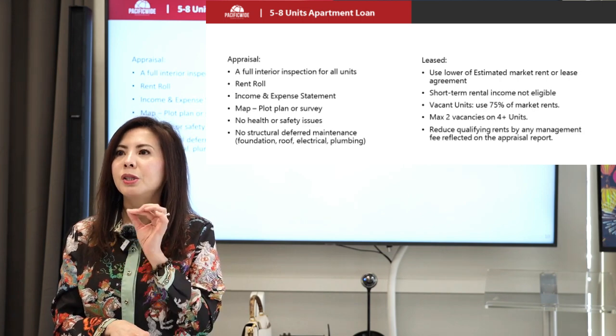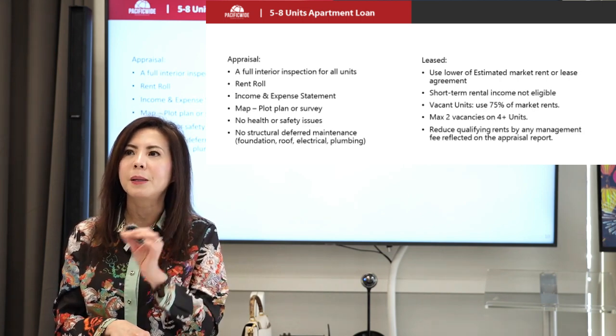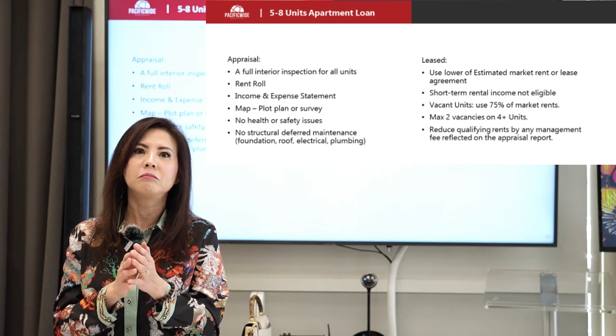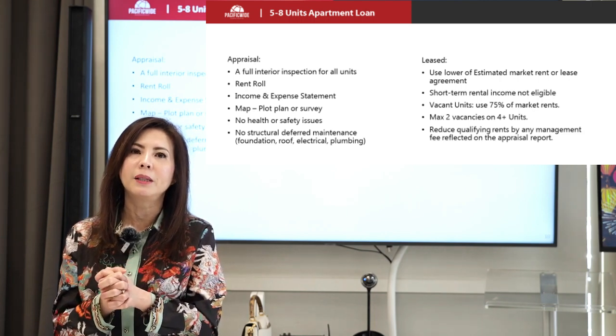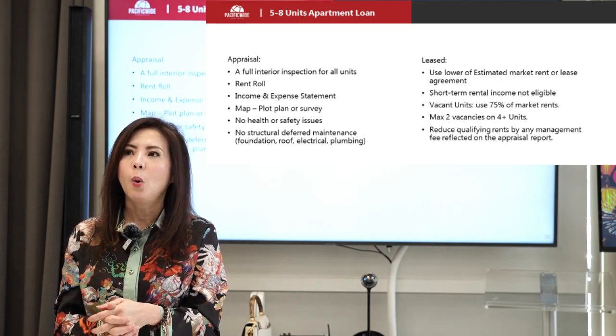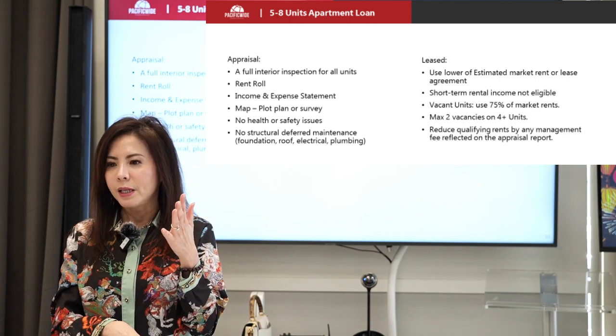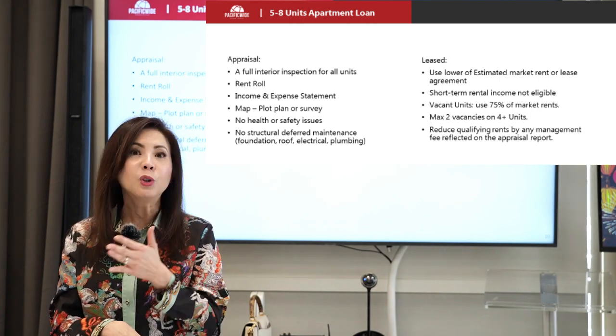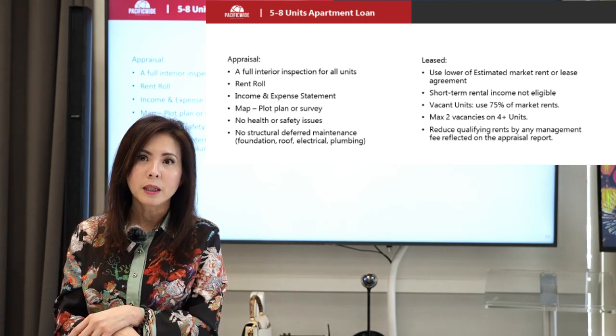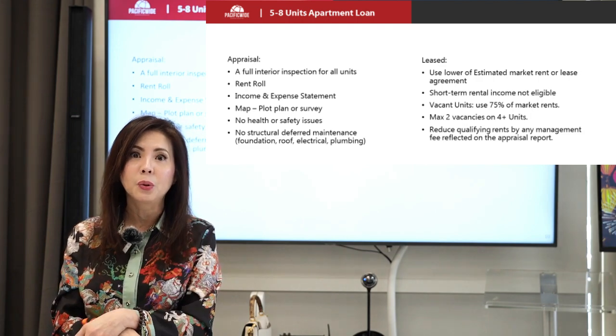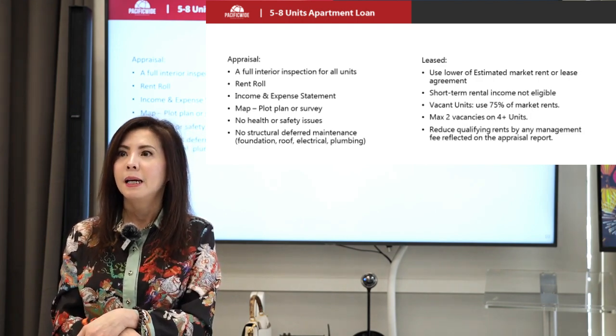Short-term rental income is not eligible. That means if somebody has Airbnb, Airbnb in this case is short-term, or somebody rents month-to-month, that's not going to work. It has to be at least an annual lease agreement, right?